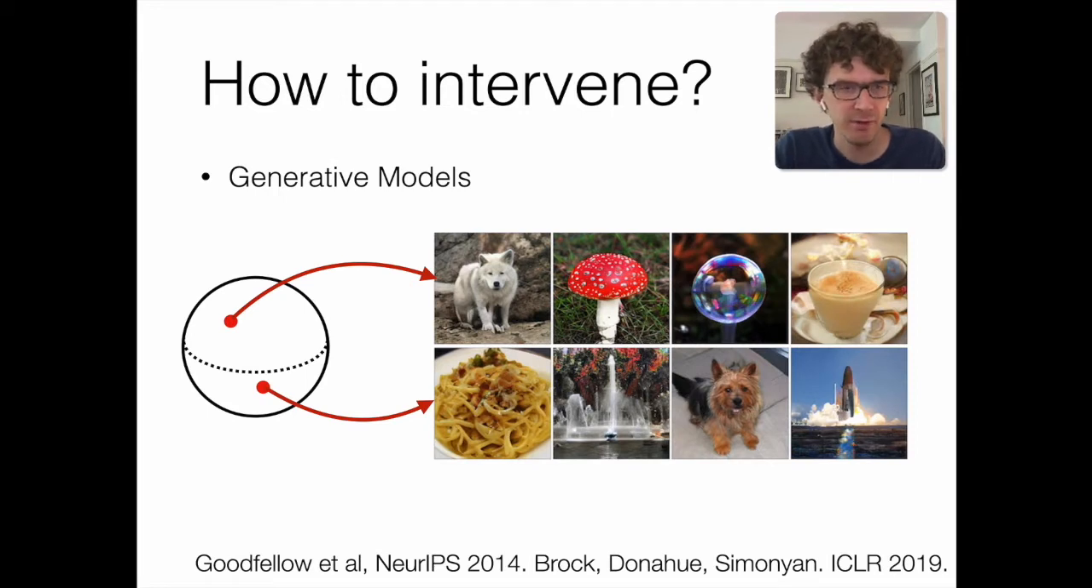So the approach that we've taken is we think there's a very exciting opportunity here with generative models. Image synthesis is starting to basically automate Photoshop well enough that we can convincingly manipulate images at scale. So while this has been used for deep fakes, we think it also can be used for good. And we can manipulate images to construct interventions.